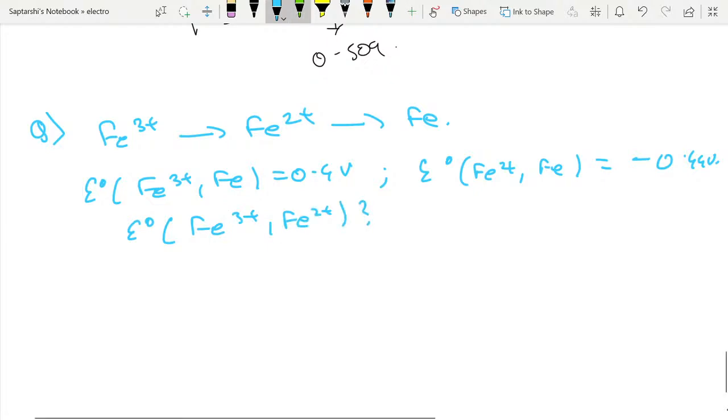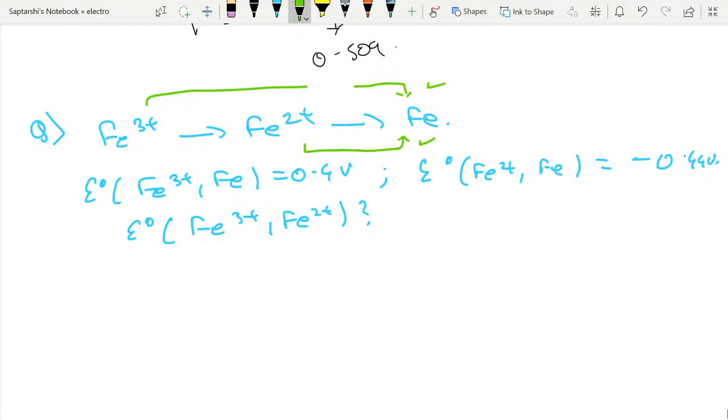See, the EMF for Fe3 plus to Fe is given, and the EMF for Fe2 plus to Fe is given. What we have to find out is this one, the question mark. The formula for this is that nE equals n1E1 plus n2E2. So this is our n1E1, and this is our n2E2.